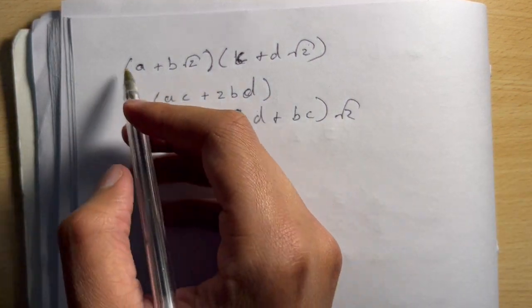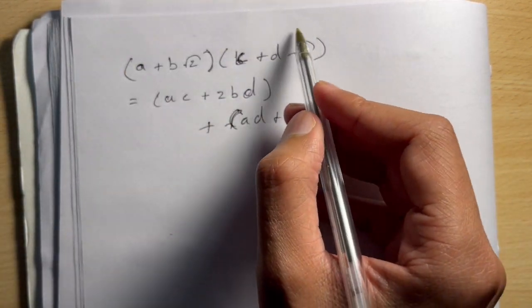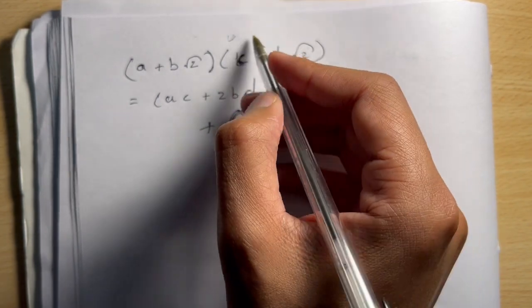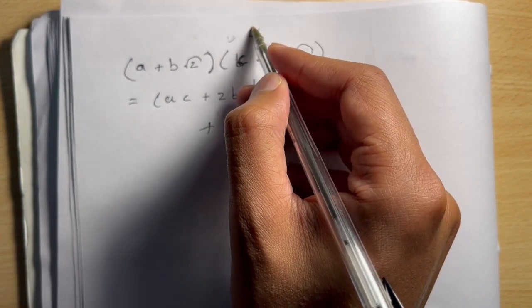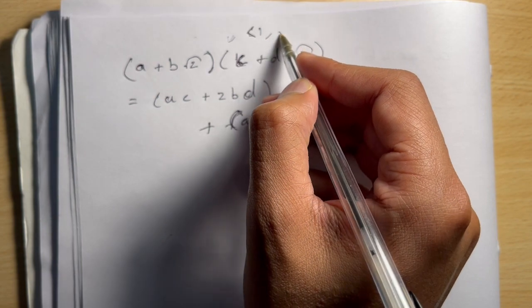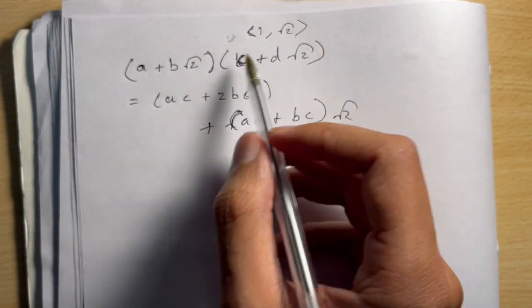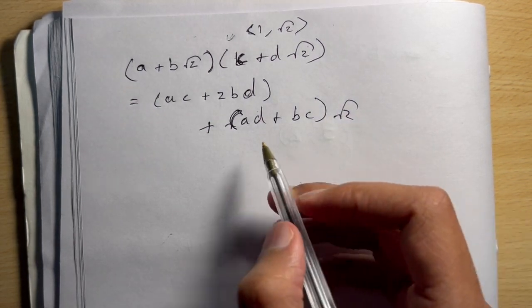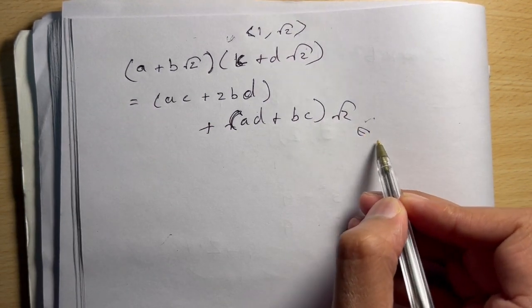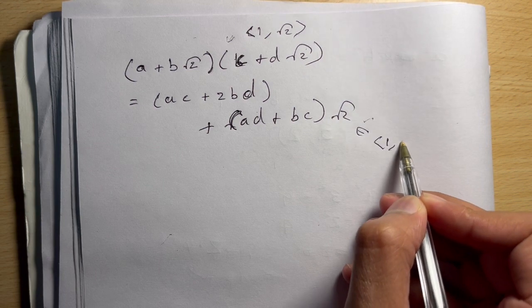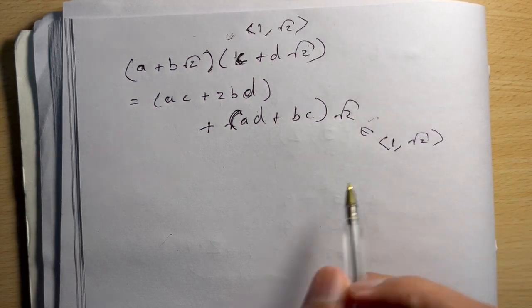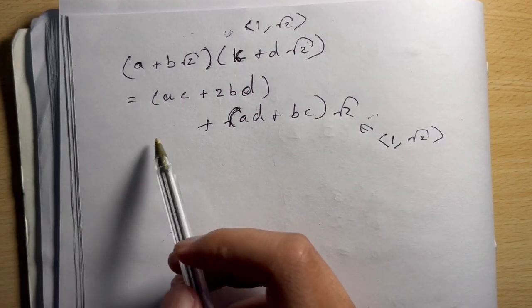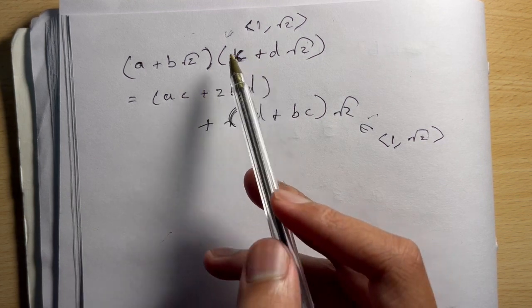So if these two are elements of the vector space, the set generated by 1 and square root of 2, then the product is also an element of the set generated by 1 and square root of 2. Easy peasy.